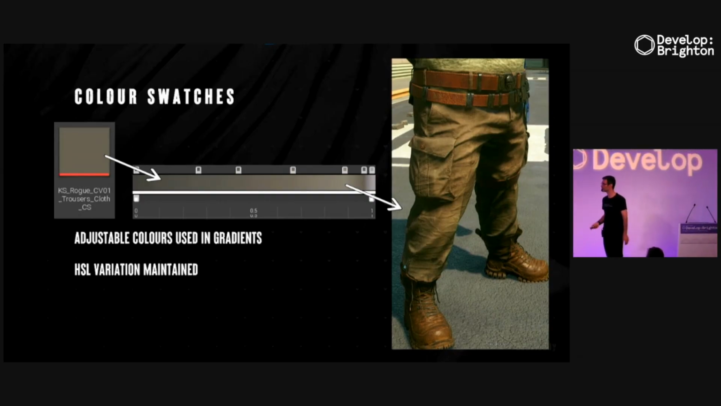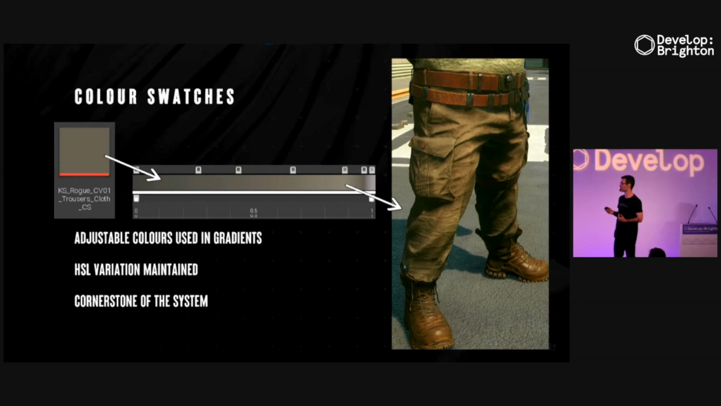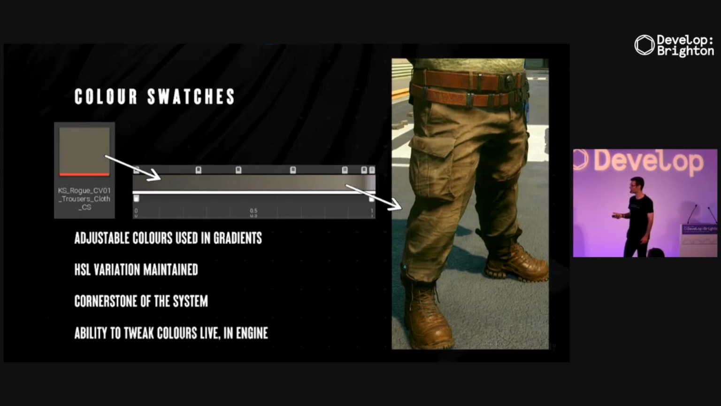Super, super quick. So this is a super important, super useful thing, which became a cornerstone of the system. Very powerful. This gives us the ability to tweak colors live in engine, which is super powerful. I always tell the same story about one time where Albert Feliu, our characters and weapons director, was on a call with, I believe it was DC, and they had some feedback about a brand color that a character had, which wasn't quite the color that they wanted.